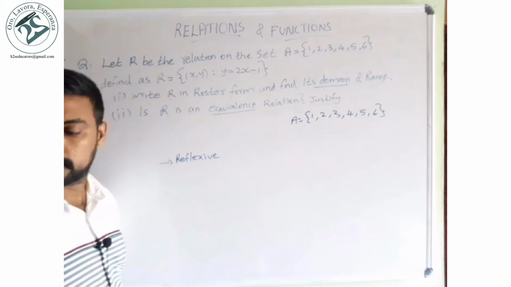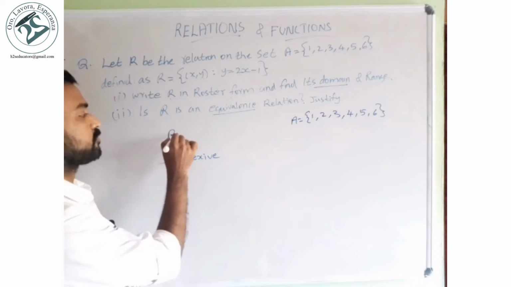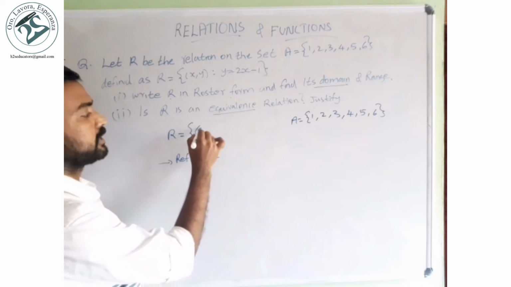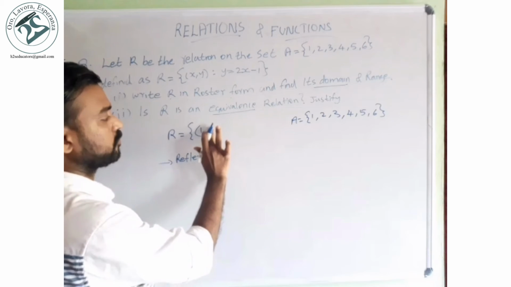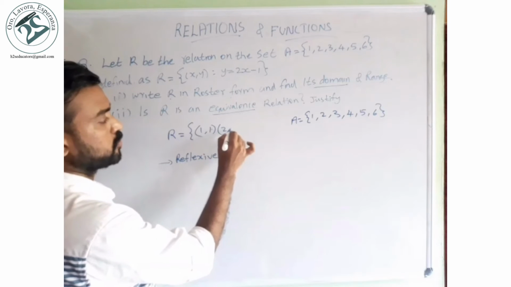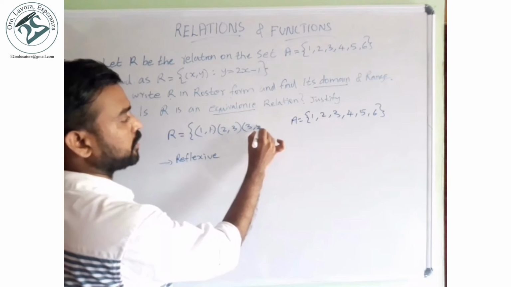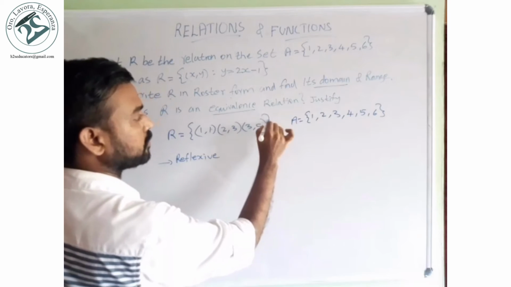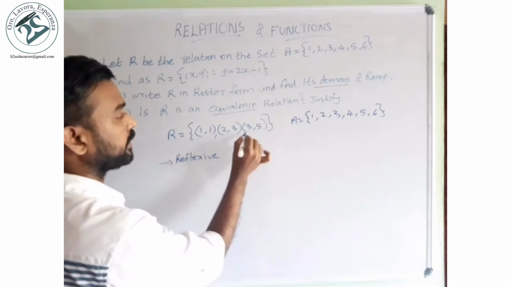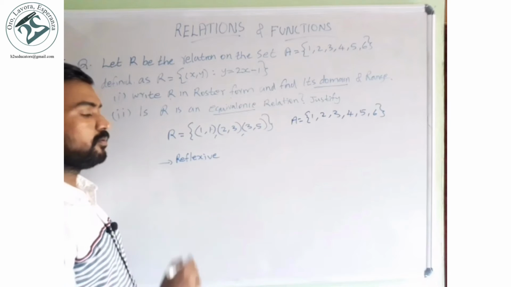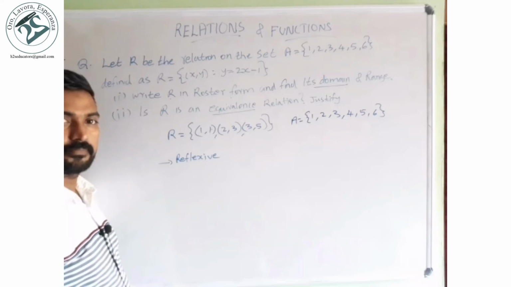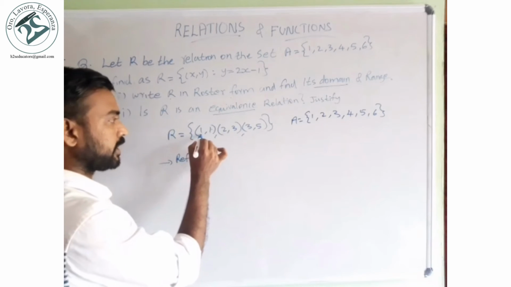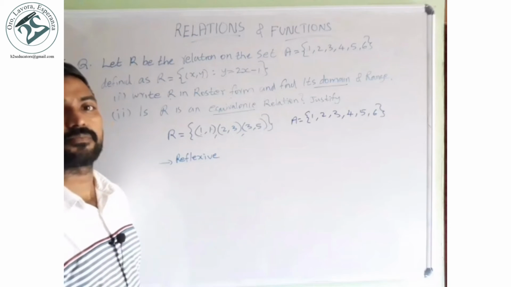First we can write the result once again in roster form. R is equal to, we got the answer (1, 1), (2, 3), (3, 5), (4, 7). 7 is not coming here, so the relation includes only 3 elements. Now, what is a reflexive relation? When we select the x value, if the same answer is obtained for y, it is reflexive.